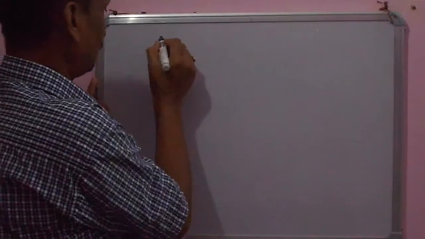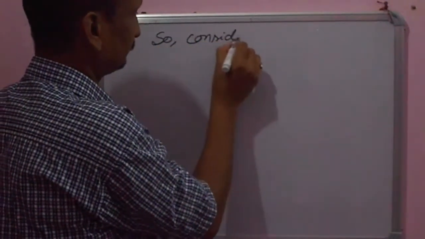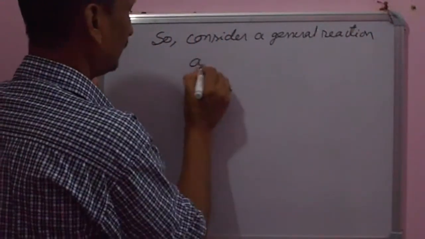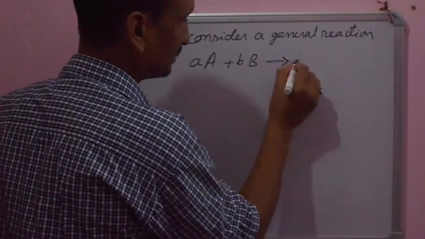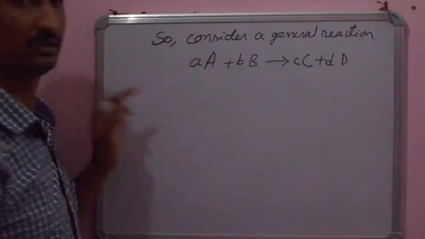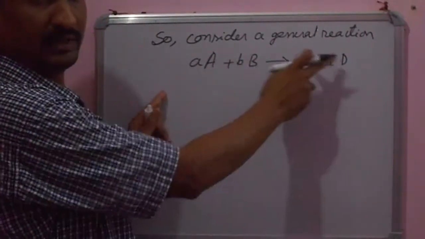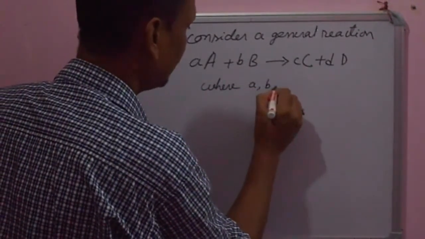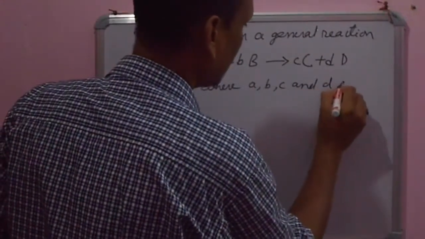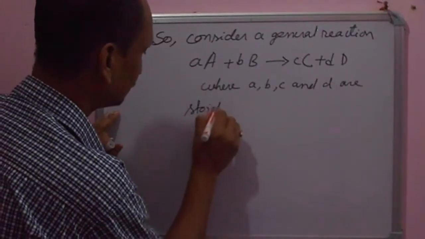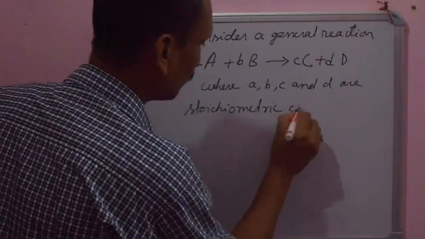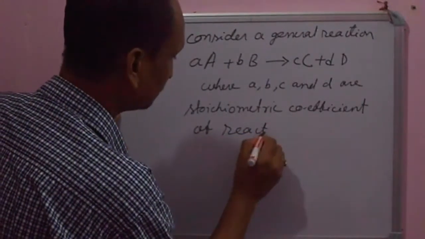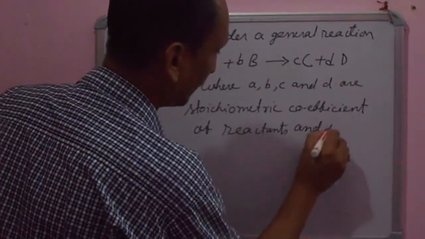So consider a general reaction: a moles of A plus b moles of B gives c moles of C plus d moles of D, where a, b, c, d are the stoichiometric coefficients of reactants and products.